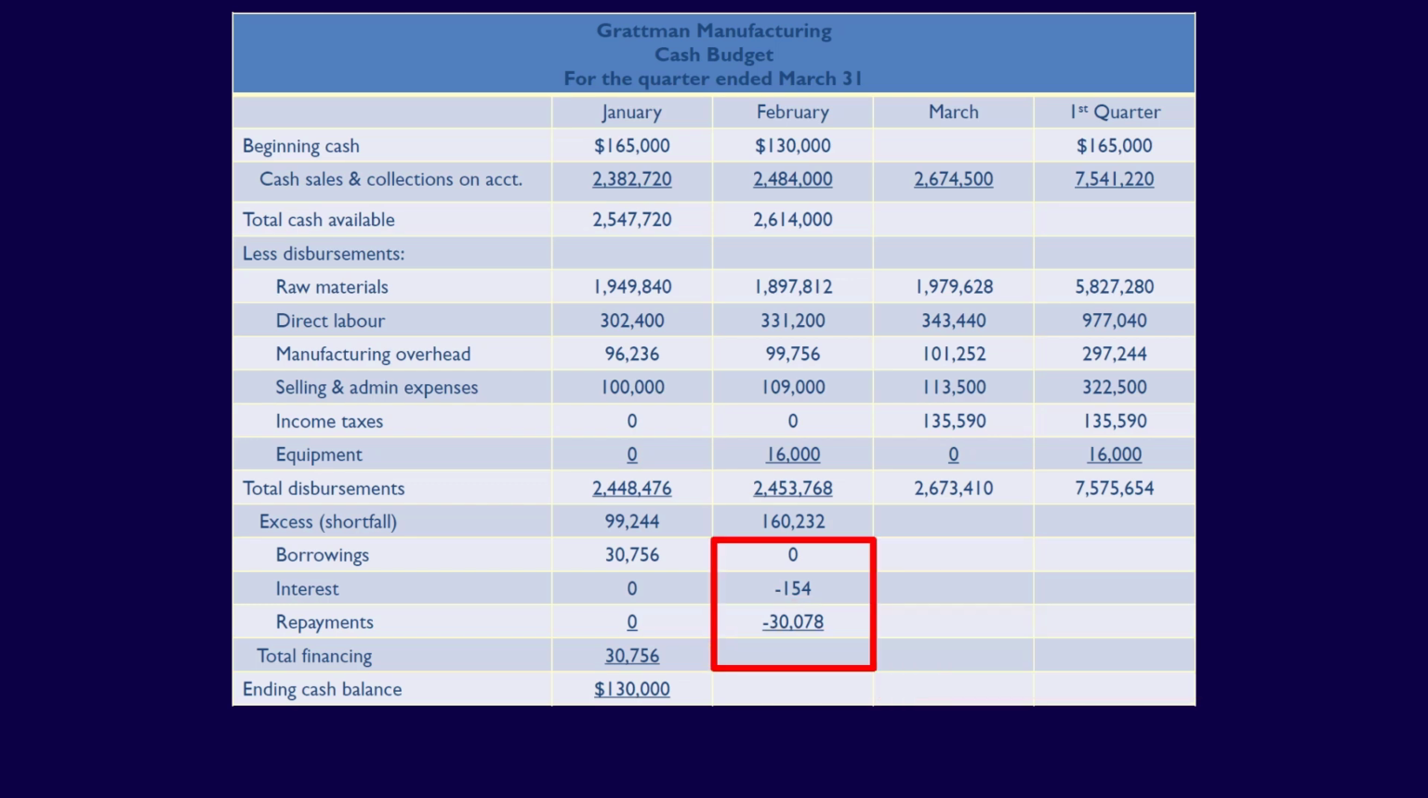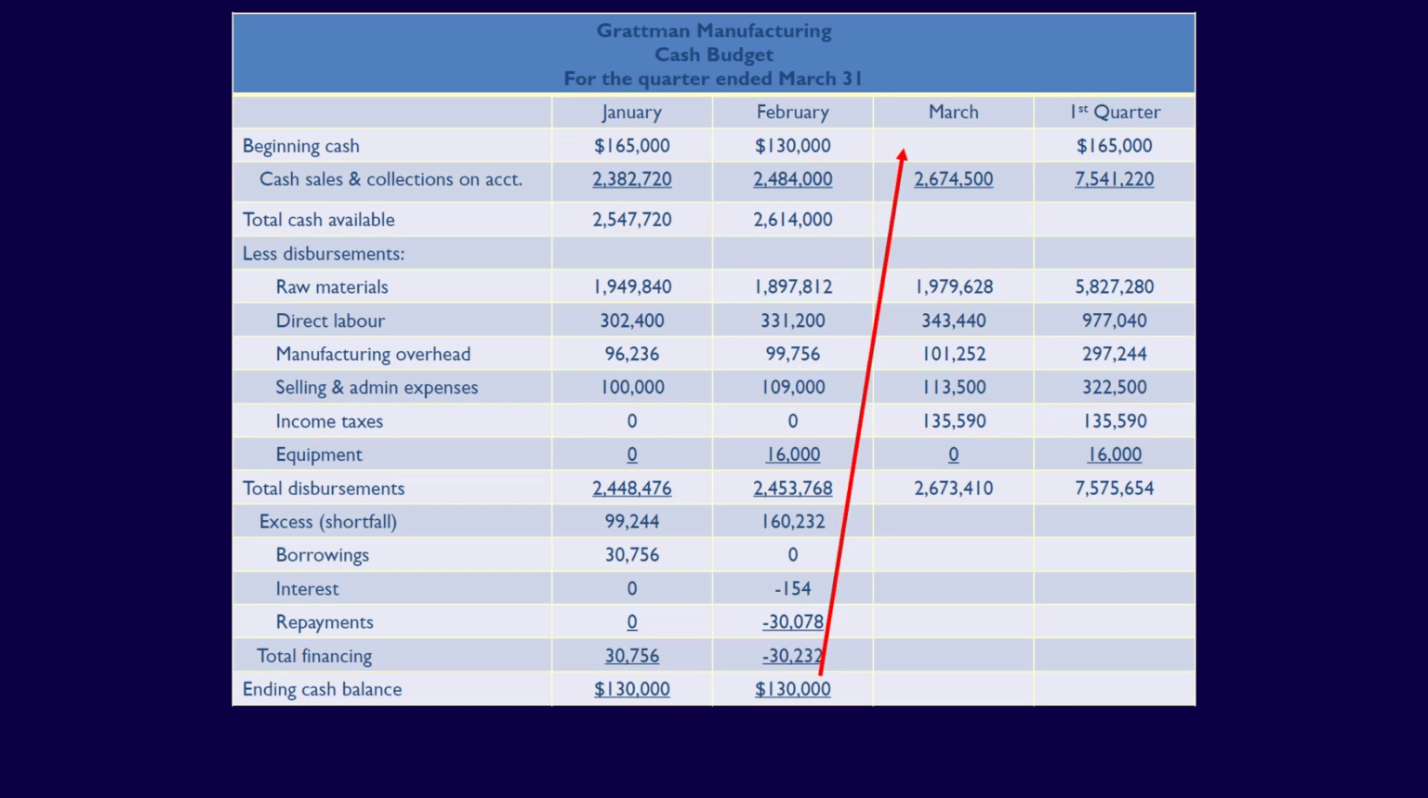Total financing is zero borrowings plus negative $154 of interest plus negative $30,078 of repayments for total financing of negative $30,232. To calculate the ending cash balance, we take the excess of $160,232 plus negative $30,232, which is equal to $130,000. This is the minimum cash balance required at the end of every month. Perfect. The cash budget for February is now complete, and we can move on to March.